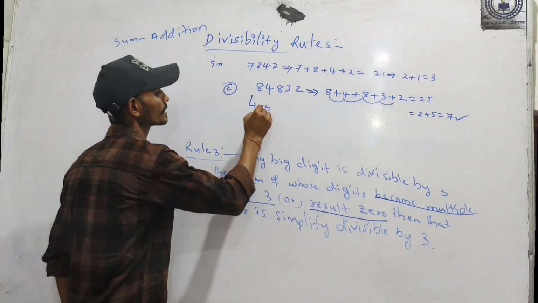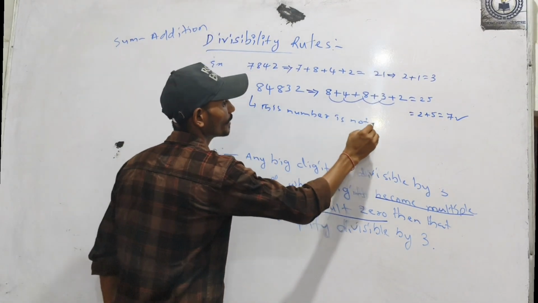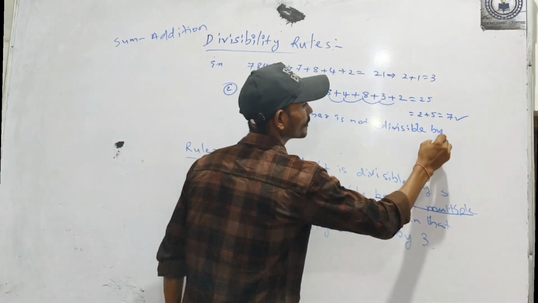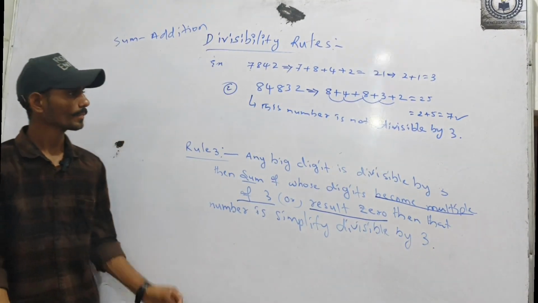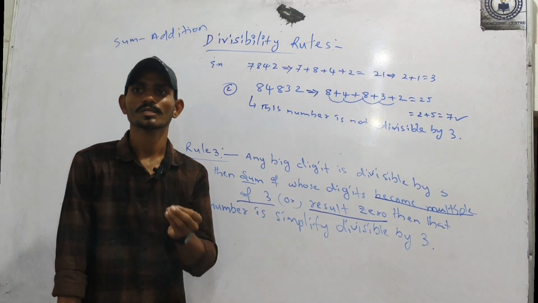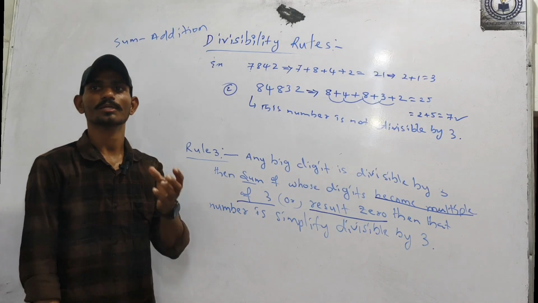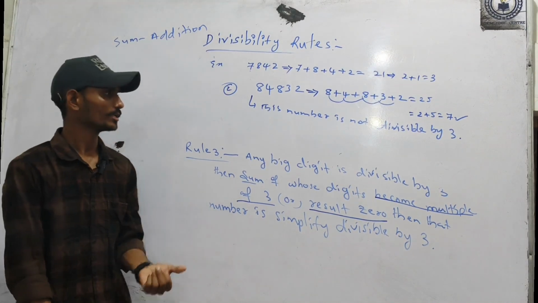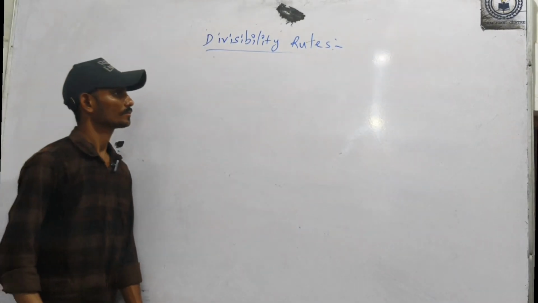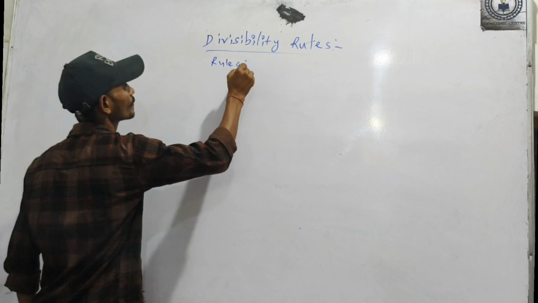So this number is not divisible by 3. The divisibility rule of 2 is that the last digit is 0, 2, 4, 6 or 8, and the divisibility rule of 3 is that the sum of the digits becomes 0 or a multiple of 3, then the complete number is divisible by 3. Okay, next, the rule of 4.